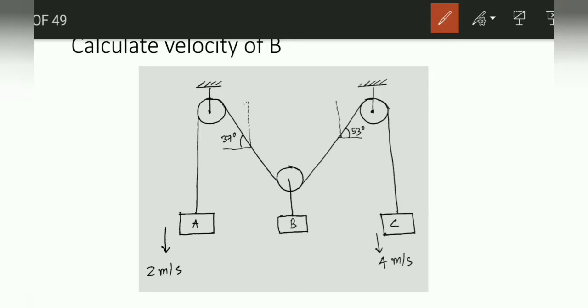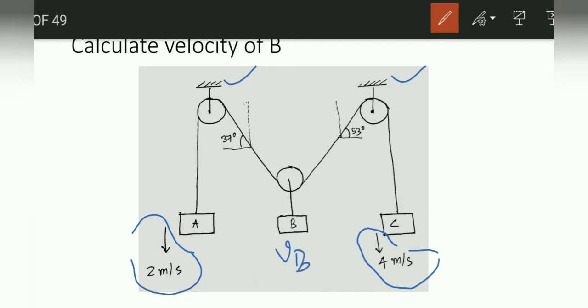So we have an arrangement like this. These two are stationary pulleys and this is the movable pulley. The velocity of A block is downward 2 meter per second, and the velocity of C block is 4 meter per second downward. What is the velocity of B? That is VB. So our first job is to identify the contact points. This is the contact point, this is the contact point with the pulley, this is another one. We'll number them 1, 2, 3, 4, 5, 6, 7, 8.